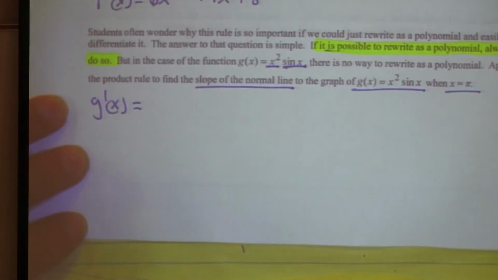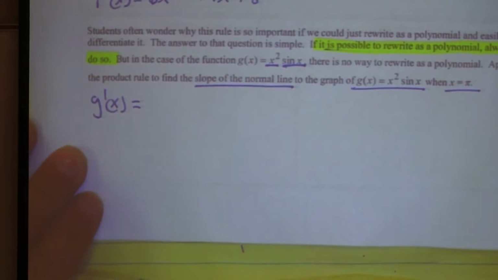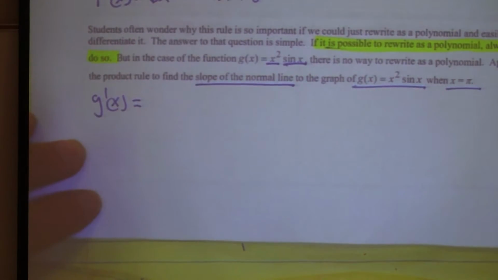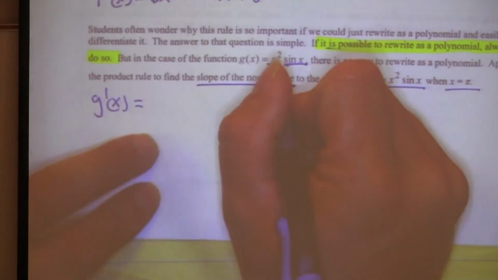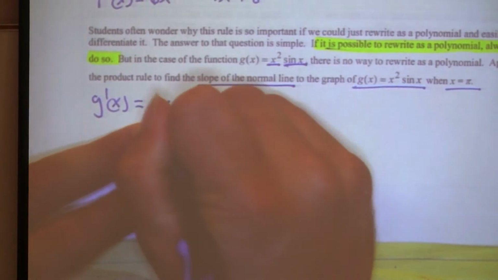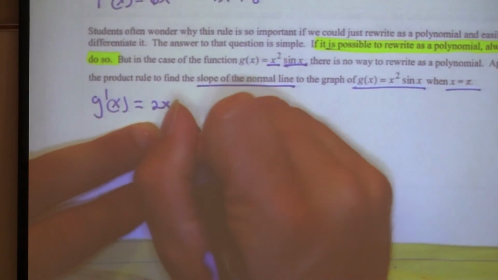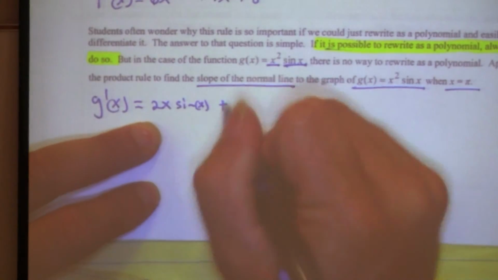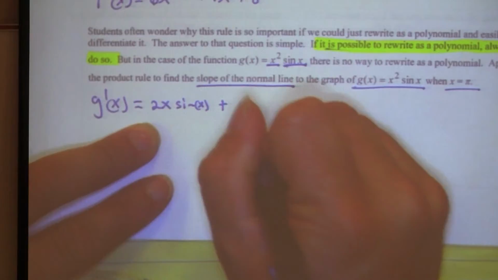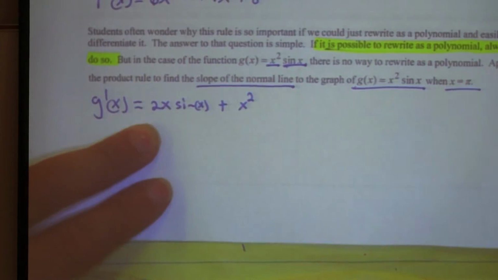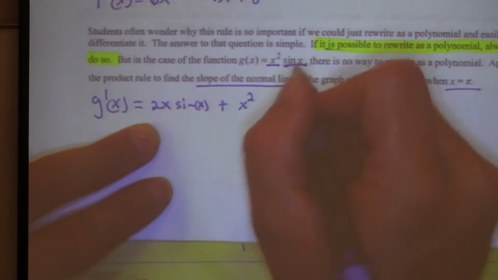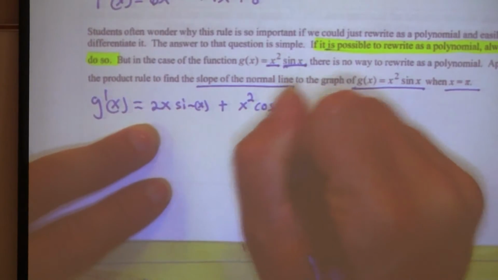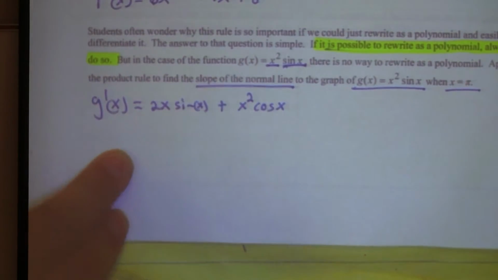We're going to get the derivative automatically just by using the product rule. So what's the first? Derivative of the first, 2x times the second, sine of x, plus the first times the derivative of the second. What's the derivative of sine? Cosine. Awesome, we're done. Oh, that was so hard.